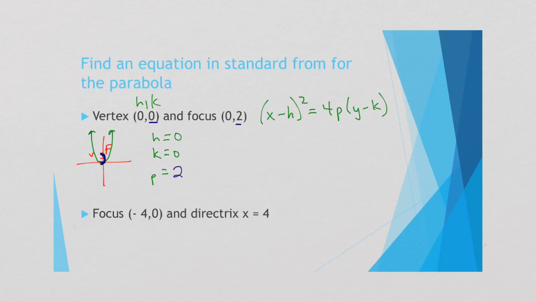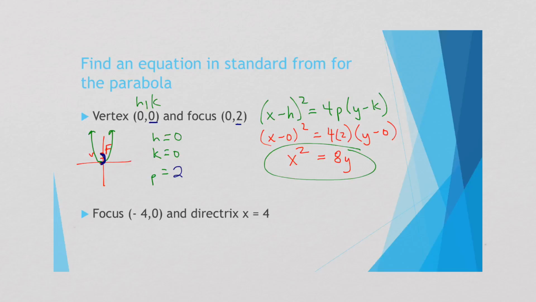Now, plug them into your formula. So, x minus 0 squared equals 4 times 2 times y minus 0. Well, x minus 0 is just x squared. 4 times 2 is 8y. And that is my equation in standard form. Alright. Let's try the next one.